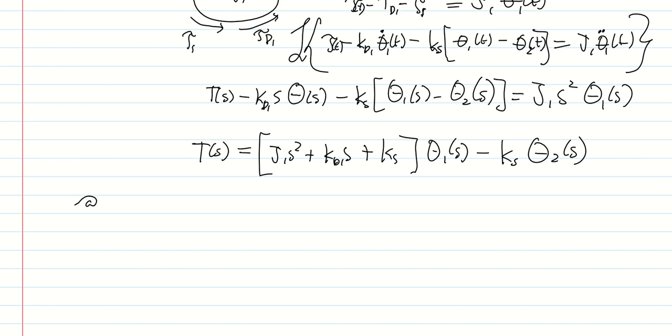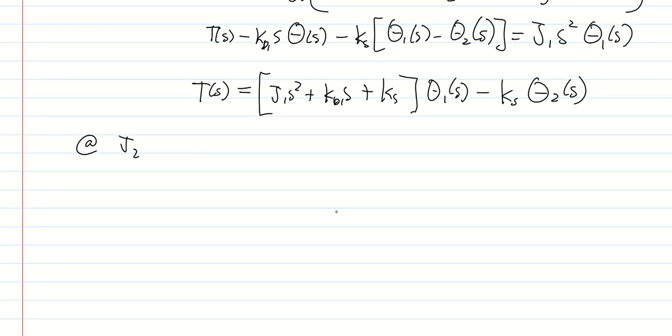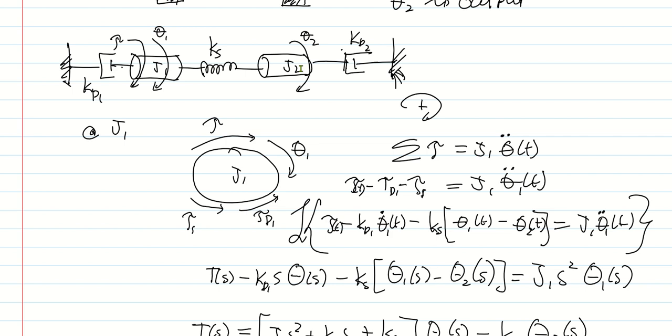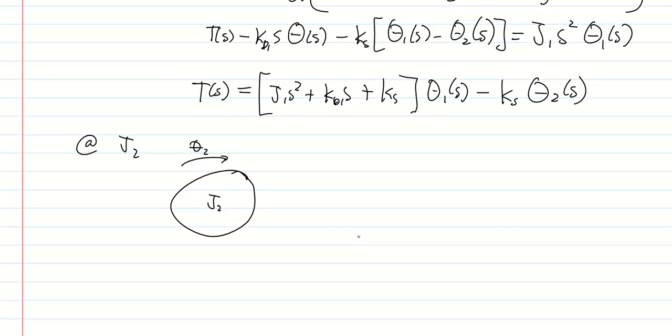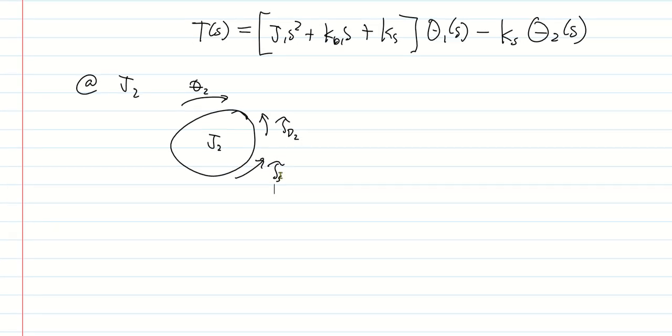So at J2, we apply again our free body diagram. What are the torques in this inertia? If that is the direction of the angular displacement theta 2, what are the torques here? We have a damping at that side, so it opposes that motion. This will be tau due to the damping D2. Then we still have, due to the spring, tau S. At this time, our tau S, instead of theta 1 minus theta 2, because we are in J2, should be theta 2 minus theta 1.